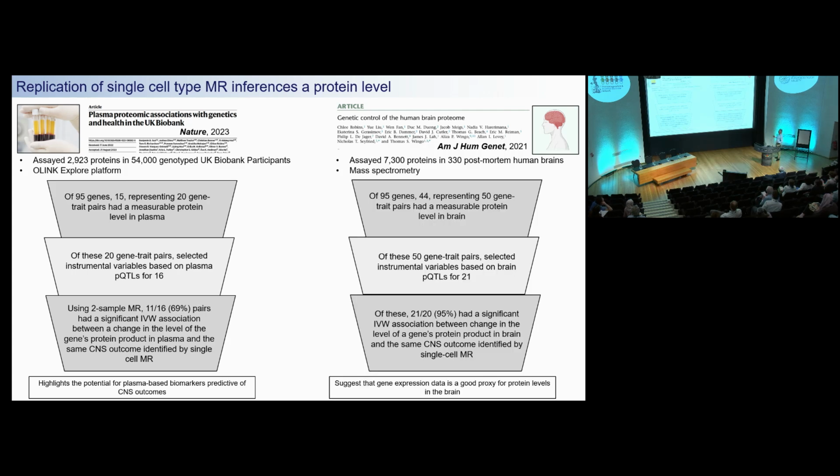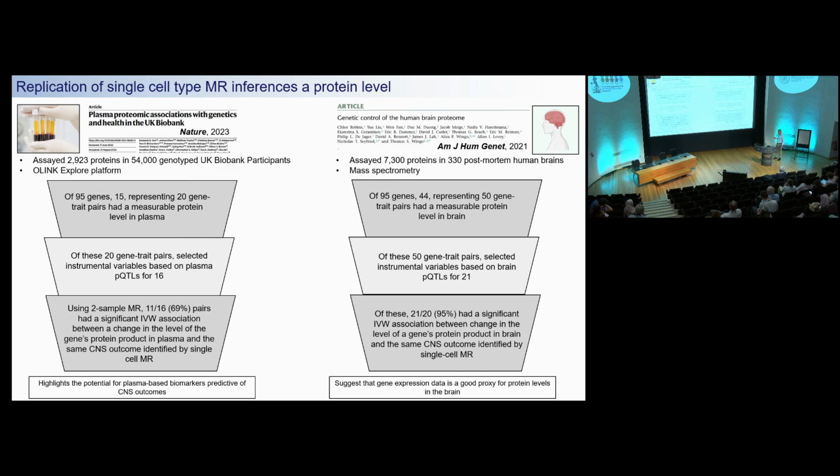When we looked in brain, of the 95 MR genes, 44, representing 50 gene-trait pairs, had a measurable protein level in the brain. And of these 50 gene-trait pairs, we were able to select instrumental variables based on pQTL data for 21. And of these 21, 20, or 95%, had a significant association between the change in the level of that gene's protein product in the brain and the same CNS outcome identified by single-cell MR.